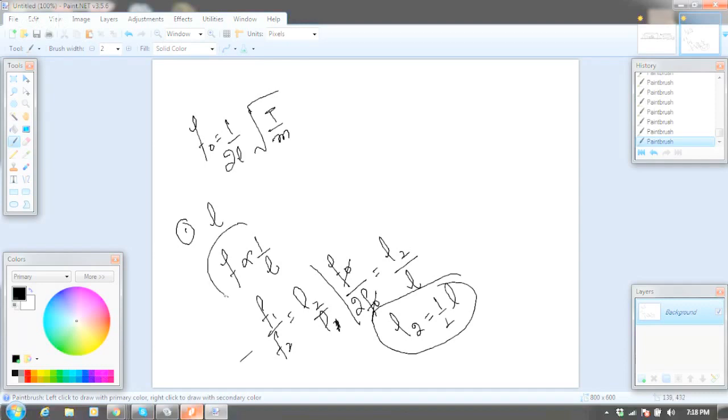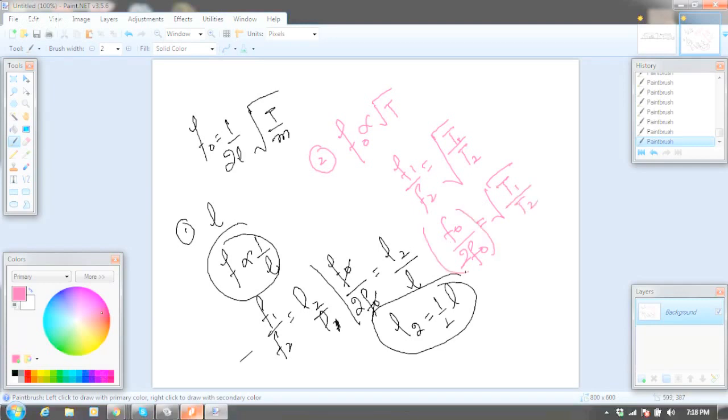Even if you don't do this, it is directly visible from here. Similarly, the second factor that you need to address is frequency is directly proportional to under root T. Similarly, F1 by F2 is equal to under root T1 by T2. This is F0. This is double of fundamental frequency. And here is again T1 by T2. Take the square of both sides to remove that square root, and that will be F square by 4F square, and so on and so forth. So that is the way we solve it.